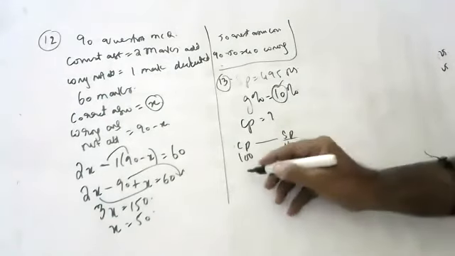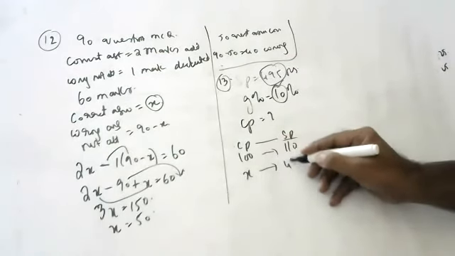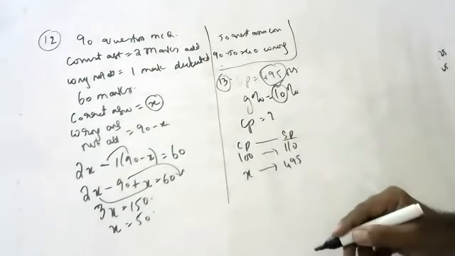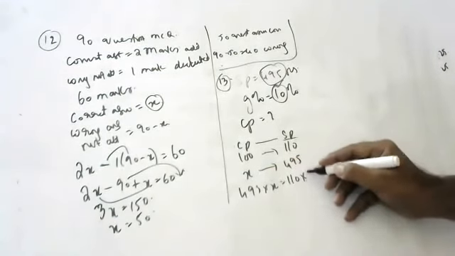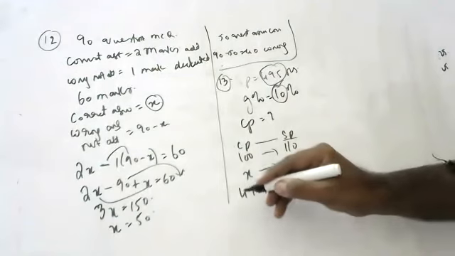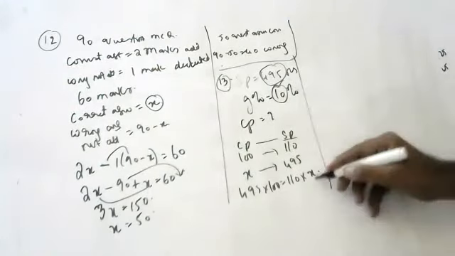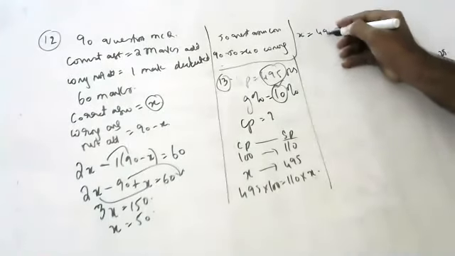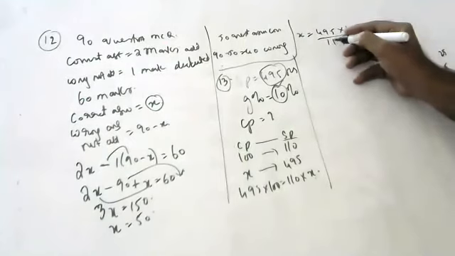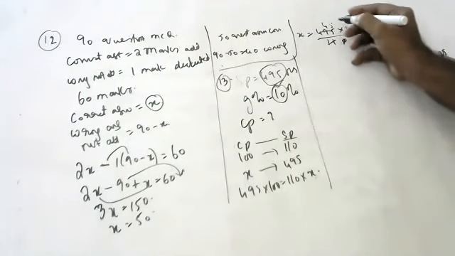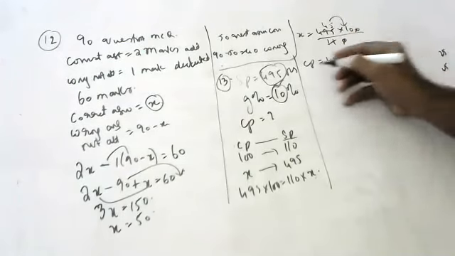Now, how much is the cost price if selling price is 495? 495 into 100 is equal to 110 into x. X is equal to 495 into 100 by 110. What is the cost price? 450. 450 rupees is the cost price.